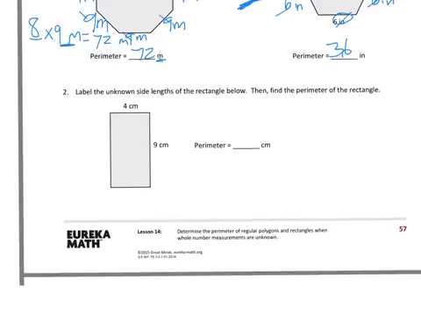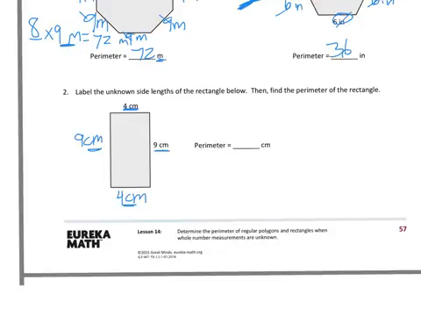Label the unknown side lengths of the rectangle below. So it's not a regular shape, it's just a rectangle. Then find the perimeter of the rectangle. I know that with a rectangle, opposite sides are equal. So if this measurement is 9 centimeters, this measurement has to be 9 centimeters for a rectangle. If this top measurement is 4 centimeters, this bottom measurement is 4 centimeters.